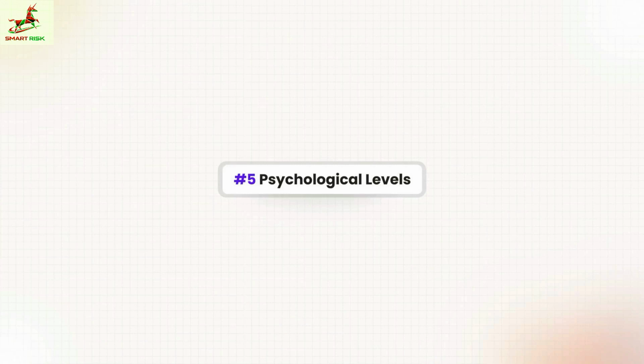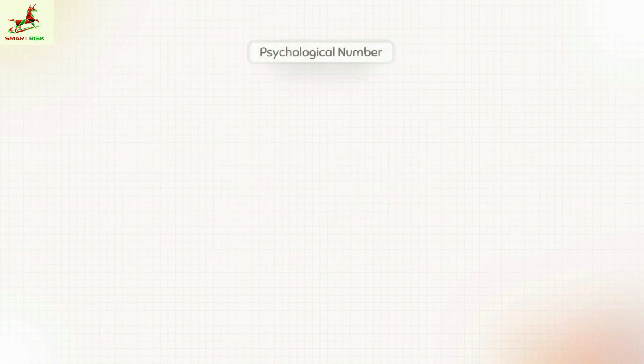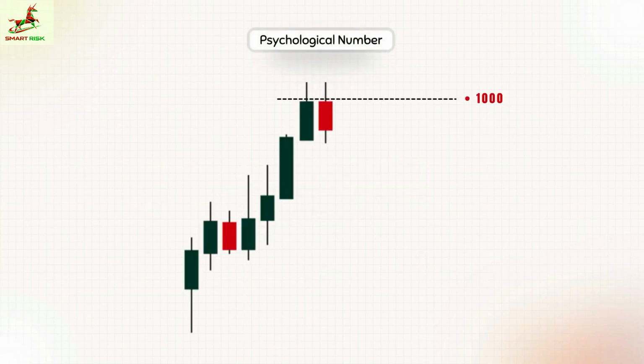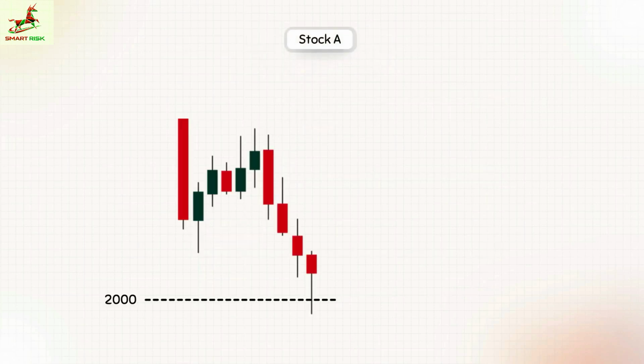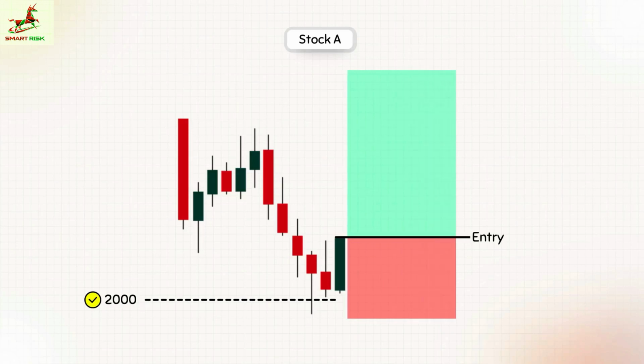Area number 5, near psychological levels. In the market, round numbers like 1,000, 500, 800, and 200. Retail traders place a massive number of trade entries around these psychological numbers. Because these numbers are easy to remember, and most traders place their orders at these levels. For example, if a stock is at the 2000 level, a lot of traders think it's an important level and that the market could bounce from here. So they buy there and place their stop loss below this level.